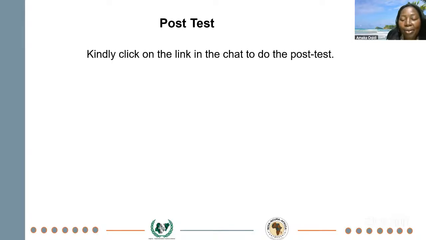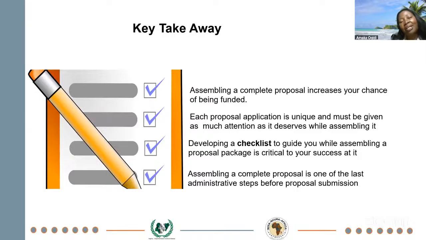Okay. So remember, if you are not done with the post-test, you're welcome to complete it. And so here it is, our key takeaways. Assembling a complete proposal increases your chance of being funded. By helping your investigator to assemble a proposal package that is complete, you are increasing your investigator's chance of being funded.